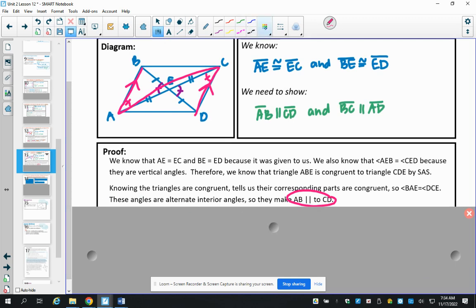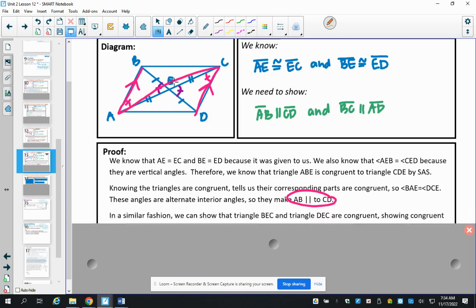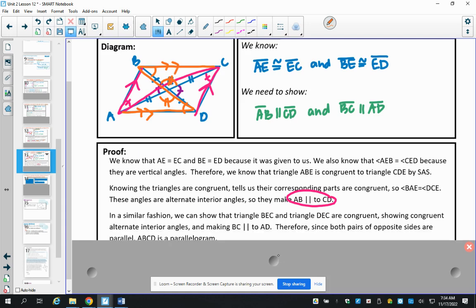So now you would do a similar thing. So I'm just going to write that. In a similar fashion, we would be able to show that the top and bottom triangles are congruent by vertical angles. Then stealing corresponding parts, this angle and this angle give us a Z, which then would get us parallel lines. So in a very similar fashion, we would show that BEC and DEC are congruent, showing congruent alternate interior angles, which makes BC parallel to AD.